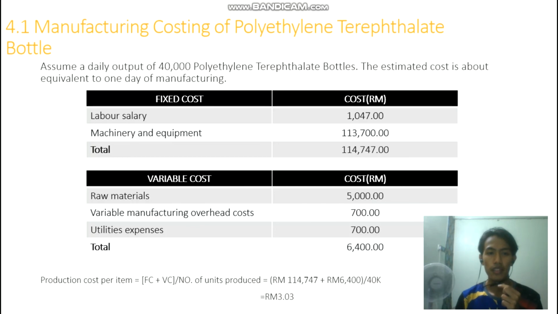For the fixed cost, labor salary is 1,047 ringgit, and machinery and equipment is 113,700 ringgit, so the total is 114,747. For the variable cost, we have raw materials, variable manufacturing overhead cost, and utilities expense, and the total is 6,400 ringgit. And the production cost per item is 3 ringgit 3 sen.